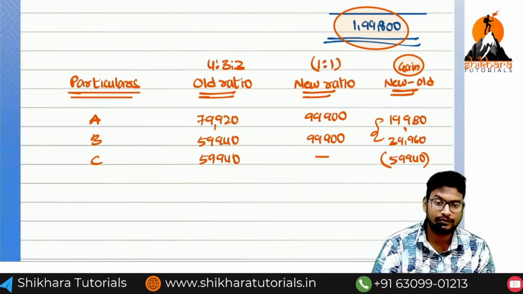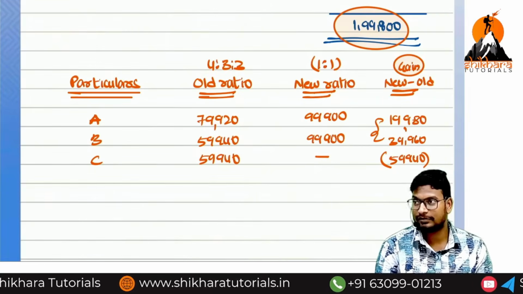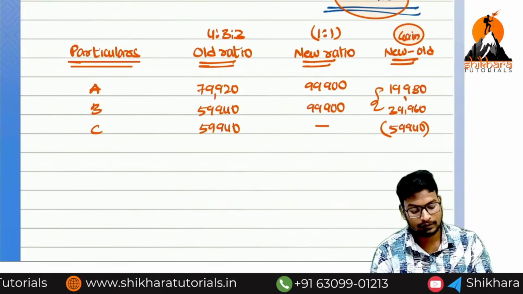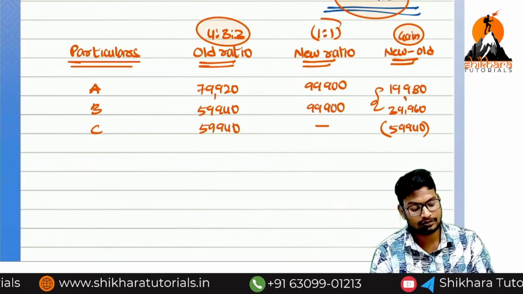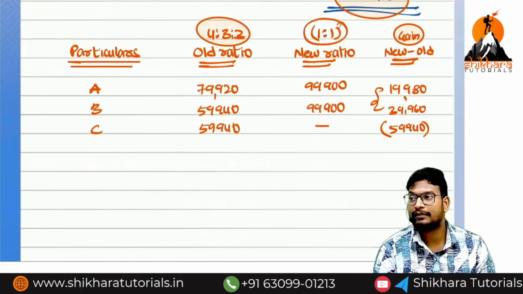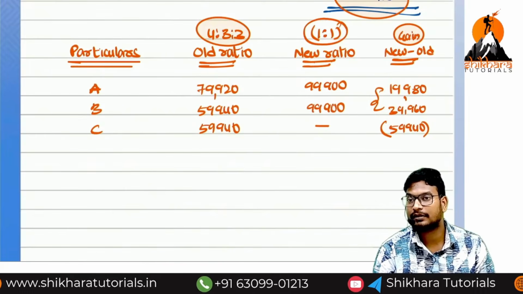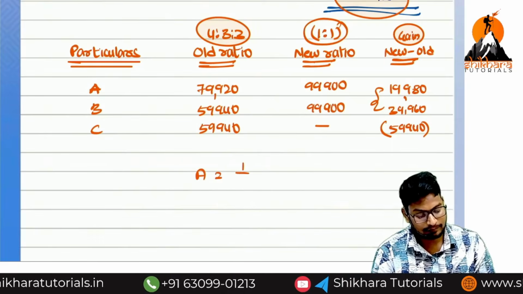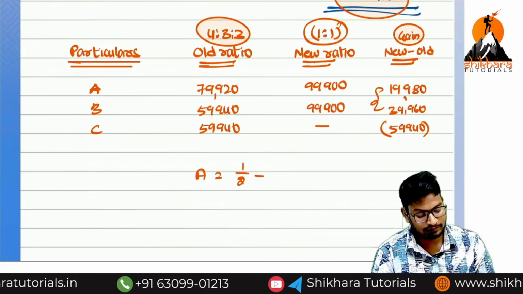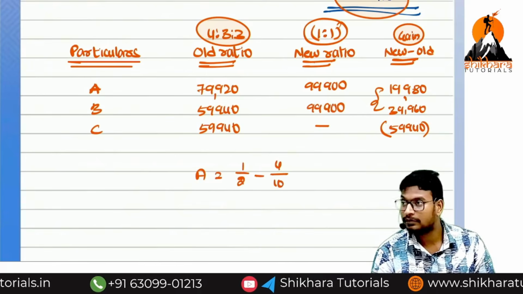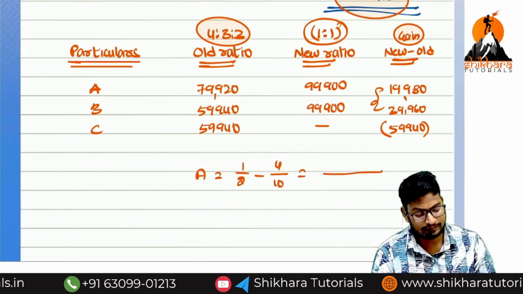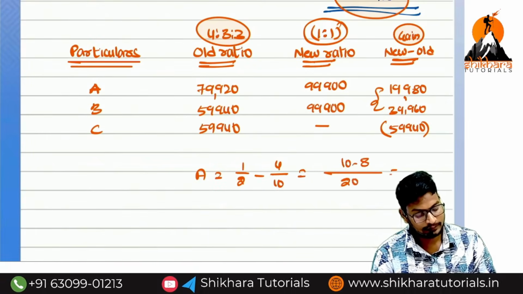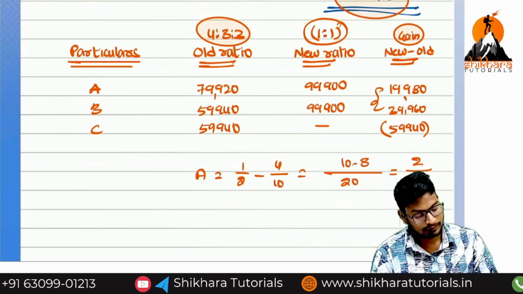After adding both the amounts, 59,940. Sir, what are these calculations? Nothing but the gaining ratio. What is the old ratio? 4 is to 3 is to 3. What is the new ratio? 1 is to 1. Who are the gaining partners? A and B. A's gain is 1 by 2 minus the old ratio 4 by 10. If you do the LCM, 20, that is 10 minus 8, equal to 2 by 20.